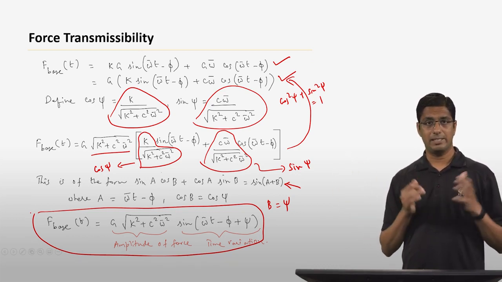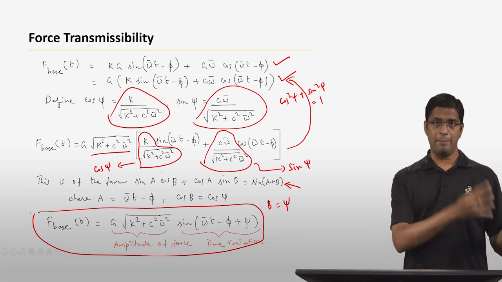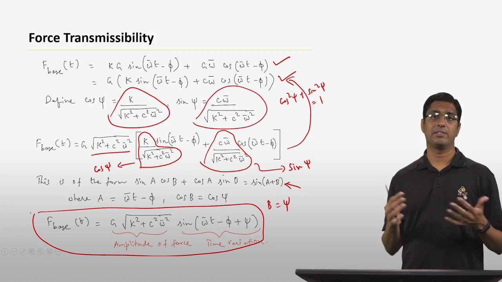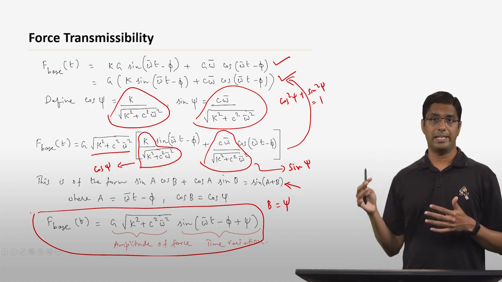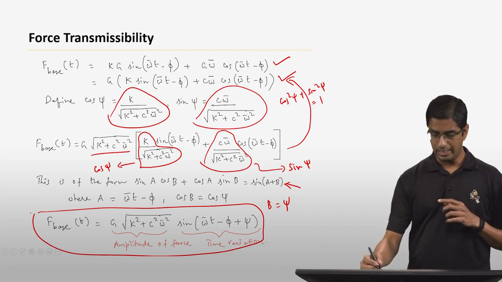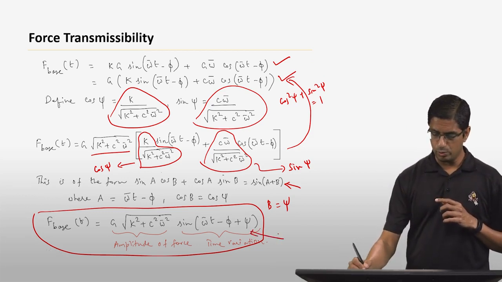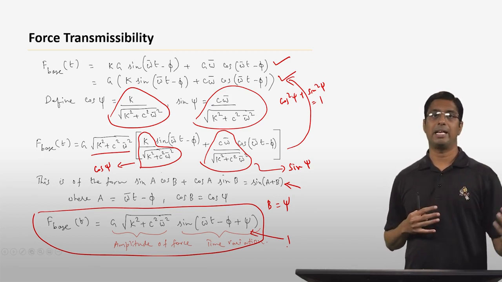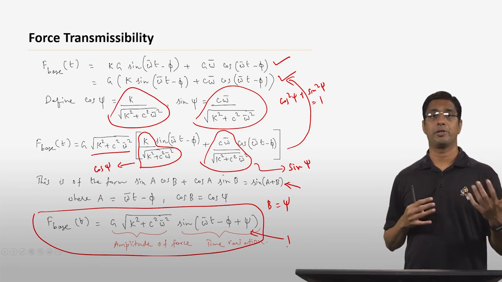Now, essentially, we have separated out the amplitude term and the time varying term. We know that the maximum value of sine of omega bar t minus phi plus psi is going to be 1. So the maximum value of this term is 1. So the maximum amplitude is going to be nothing but g times square root of k square plus c square omega bar square.